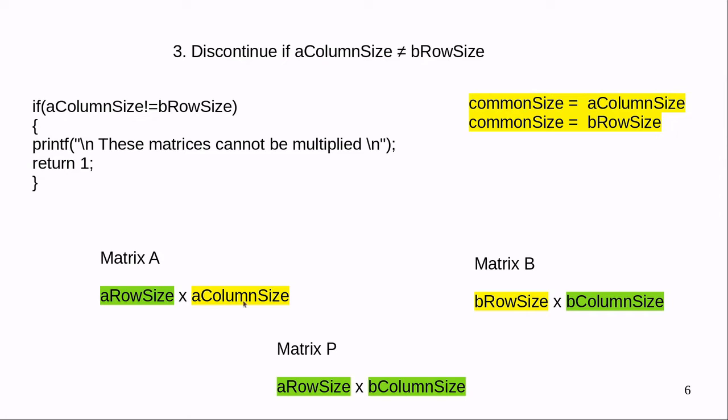One more variable you will have to remember: the size of matrix P will be A row size by B column size, and I am also introducing a variable called common size. This common size is A column size or B row size. It can have either of these yellow values, and these two are equal. Fine, so that was the checking. If A column size is not equal to B row size, we quit the program, and if that's not the case, we go to the fourth step.